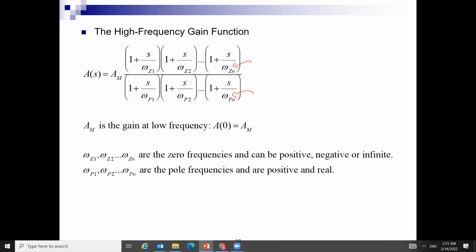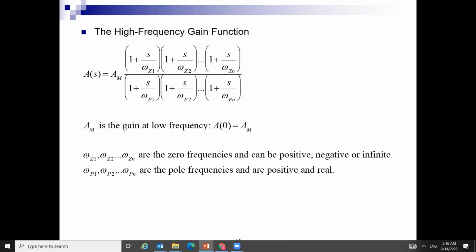The zeros are the zero frequencies. They can be positive, negative, or infinite. I don't know why they can be infinite. Well, if they are infinite, this means that this term really goes away, it becomes 1, right? Because with omega tending to infinity, it cancels that term.